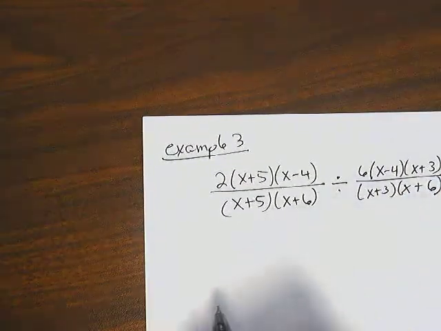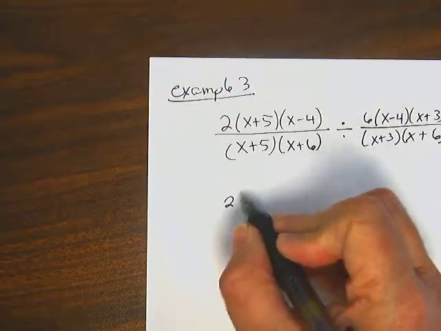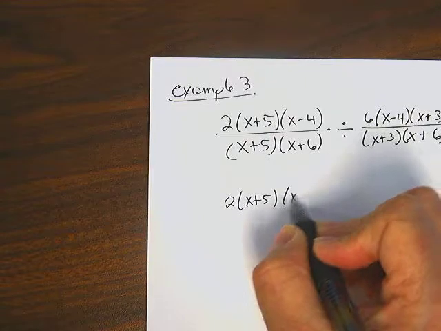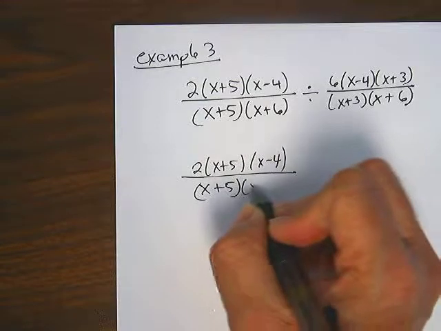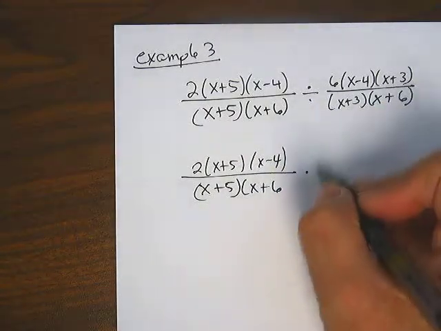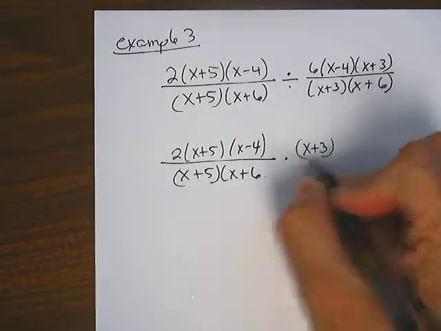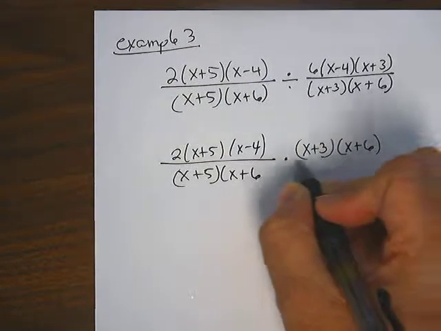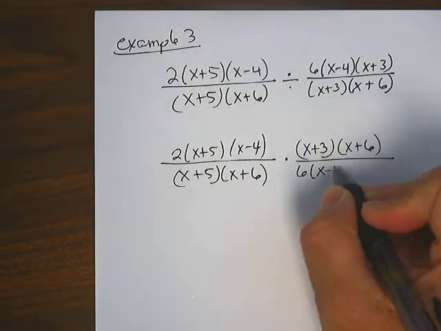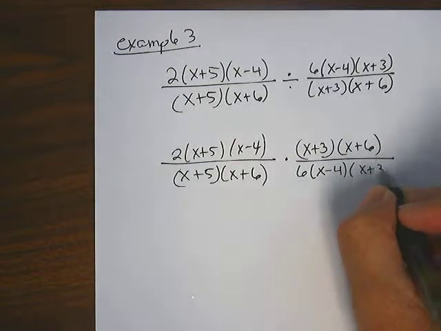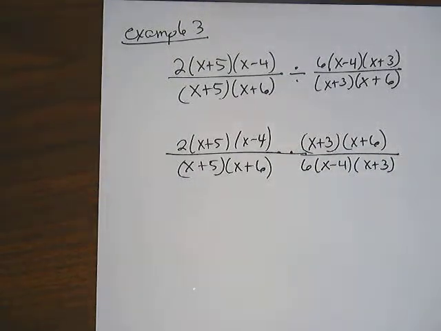Okay, let's take a look at this. I rewrite the first fraction. So x plus 5 times x minus 4 divided by x plus 5, x plus 6. Change the sign to multiplication and flip, or take the reciprocal. So x plus 3, x plus 6 becomes the numerator, and 6 multiplied by x minus 4 times x plus 3 is what I'm working with. Extend that dividing line and let's start canceling.